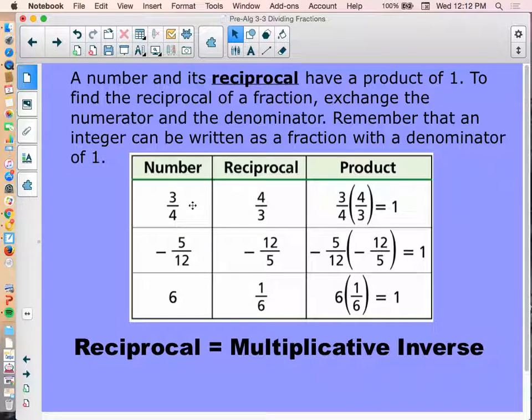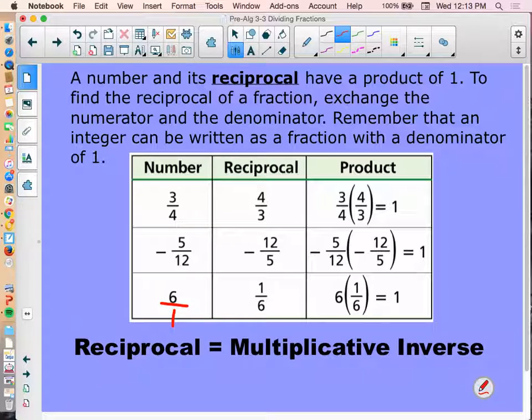So 3/4, if you flip it, that's called the reciprocal. When you multiply that, it equals positive 1. The reciprocal of -5/12 would be -12/5, because when you multiply straight across, you get -60/60, or 1. 6 times 1/6 is also 1. So for the multiplicative inverse of a whole number, you first put it over 1 and then flip it.